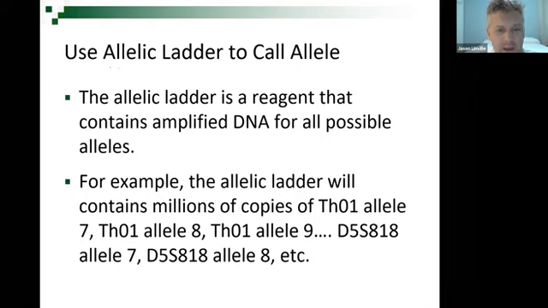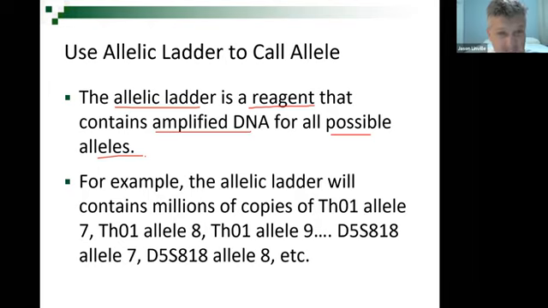So how do we convert those base pairs to alleles? We do that by comparing our size in base pairs. Think of it as a two-step conversion. Time to size in base pairs is done by comparing to the size standard. Base pairs to alleles is done by comparing to the allelic ladder. The allelic ladder is a reagent that contains amplified DNA for all possible alleles.